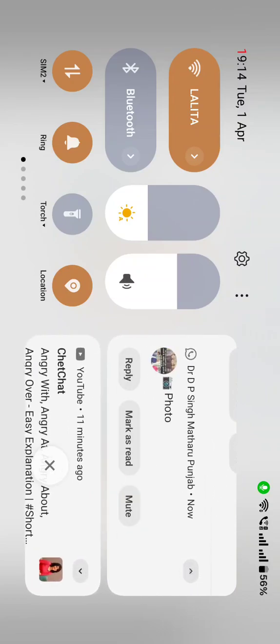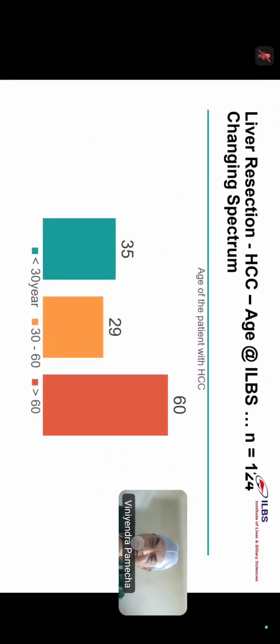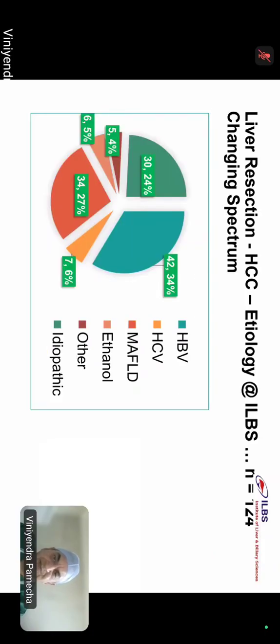This is now a changing spectrum. So this is our HCC data, that we're seeing more patients in their 60s rather than in their 40s for liver resection. And as I said before, they will have lots of comorbidities, so they need optimization before being considered for resections. And again, the etiology is also changing. Previously we used to see more hepatitis B induced HCC, but nowadays we see more MAFLD, and this is why it is important to optimize them.